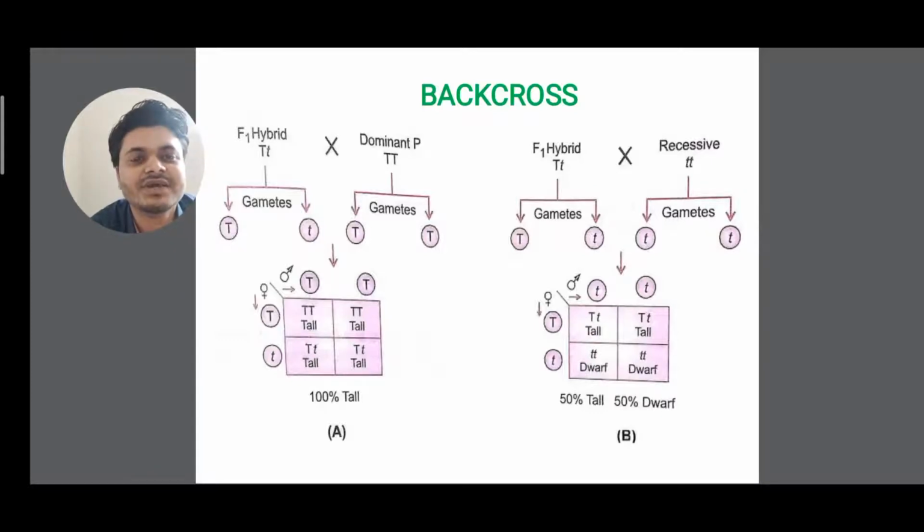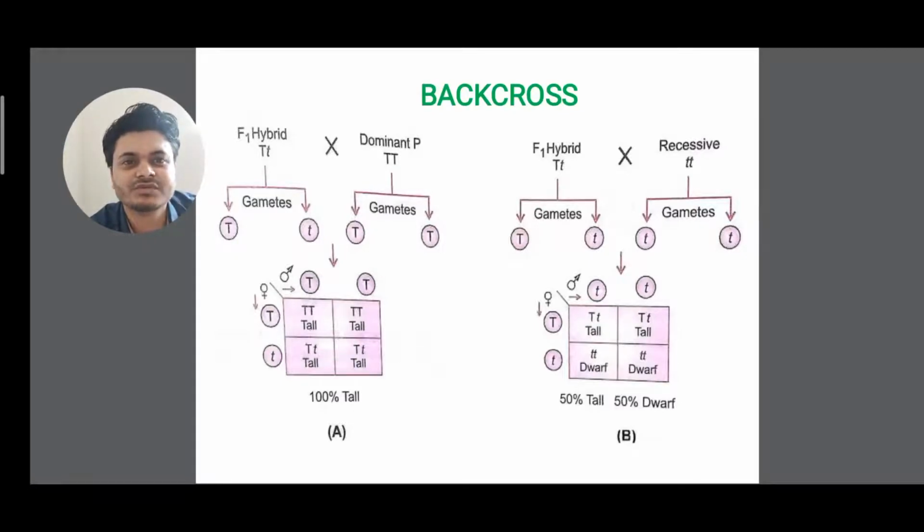So you can see the left hand side crossing, capital T small t produces two gametes, one is capital T and another small t, as well as capital T can produce capital T, clear?